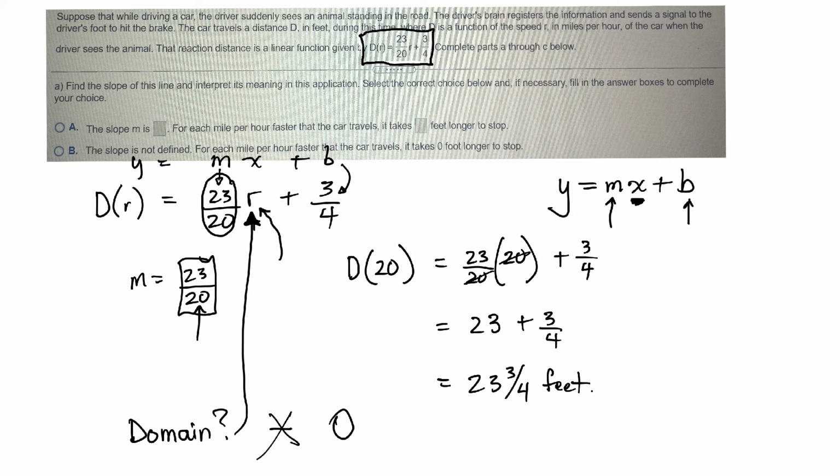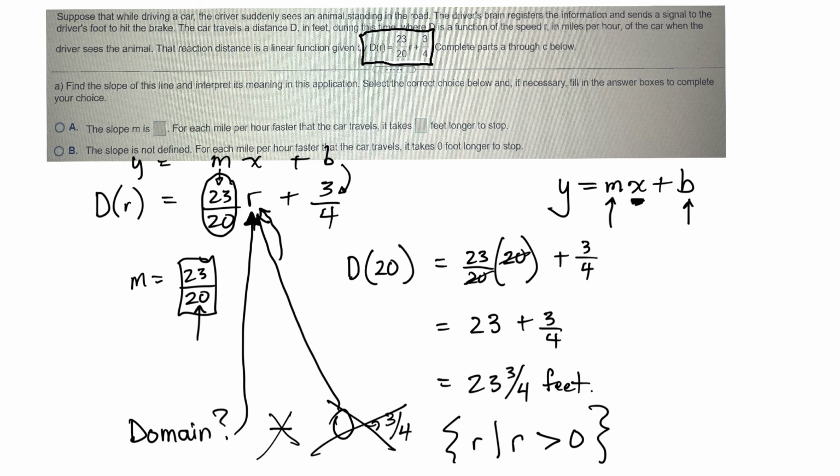How about if you put a 0 in there? If you put a 0 in there, 0 times anything is 0, plus 3/4. So what that is saying is that if you're stopped, it would still take you 3/4 of a foot to stop, but you're already stopped. So I don't know if I would include 0 either. I might say the domain are all the values of rate, as long as rate is greater than 0. That's probably what I'd say for the domain. I don't know if they'll ask you that question or not, but okay, hopefully that helps you understand what they're asking for in that question.